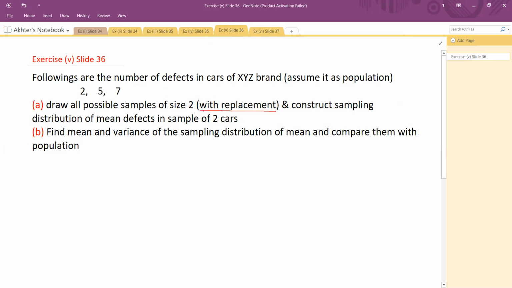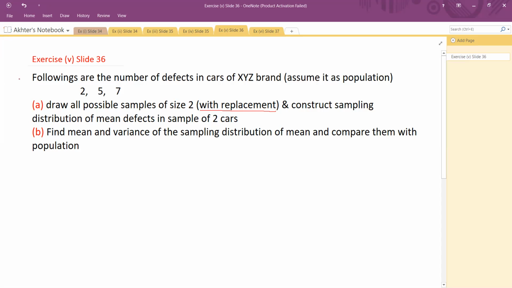This is somewhat related to video number 2 of the sampling distribution of mean, but the data is changed here. The data given here is the number of defects in the cars of XYZ brand. Assume these are the 3 cars in my population, which is quite unnatural, but for the purpose of demonstration we are using a small population so that we can verify the concept of sampling distribution of mean, and all the theorems of the sampling distribution of mean will be verified by using this simple example.